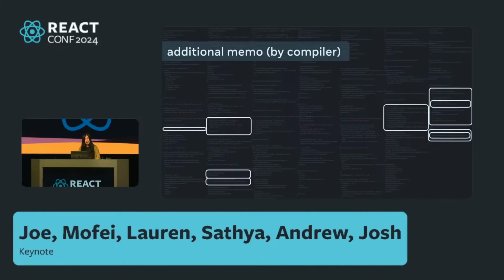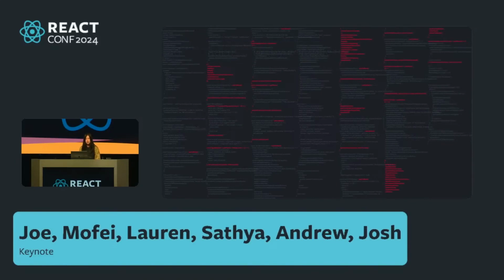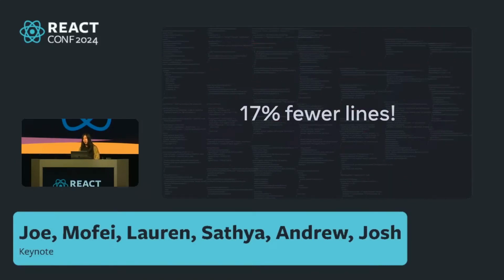On less optimized apps, we found that React Compiler can add over 15 times the amount of memoization already present in source. The best part? Developers can now go back and delete all of this cruft without affecting the performance of their app. Yeah!